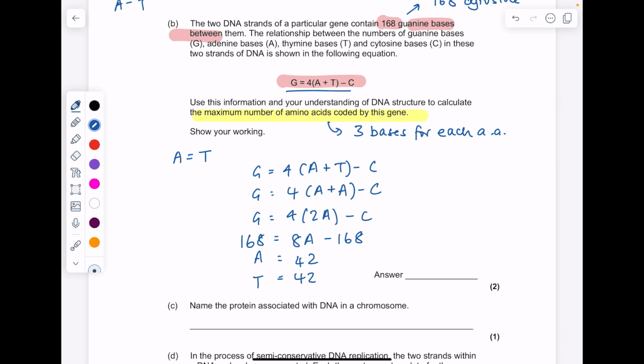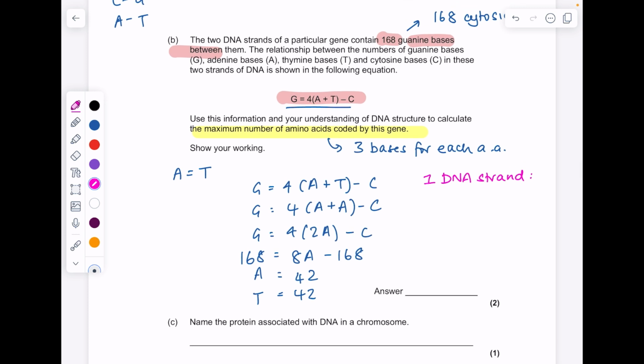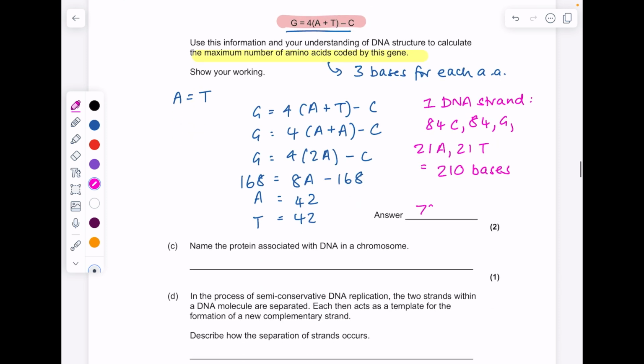Only one strand of the DNA is transcribed, so we actually only want to look at one DNA strand when we look at the number of potential amino acids. So in effect, we need to halve all the bases we've just calculated. So that means we have 84 cytosine bases, 84 guanine bases, 21 adenine bases, 21 thymine bases. So add those 4 numbers up in total, which means we have 210 bases, and then finally divide it by 3 to find the number of amino acids. So that's 70, an awful lot of work again for just 2 marks.